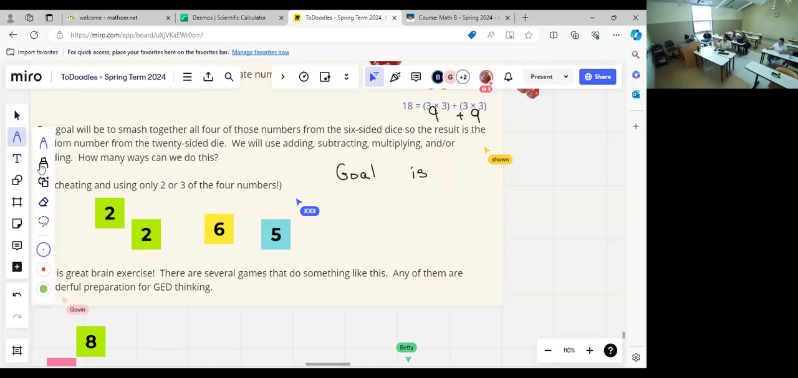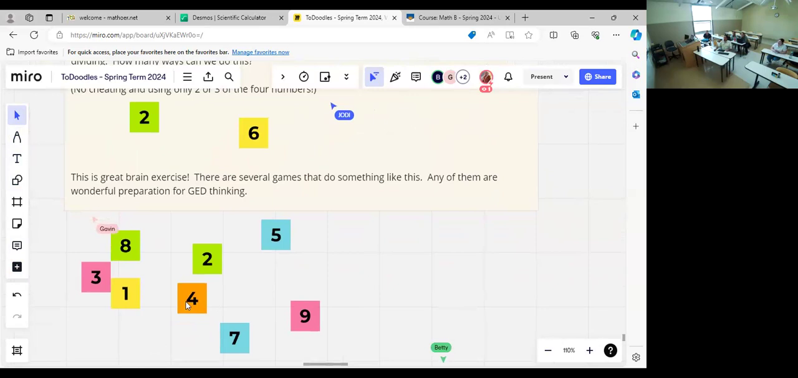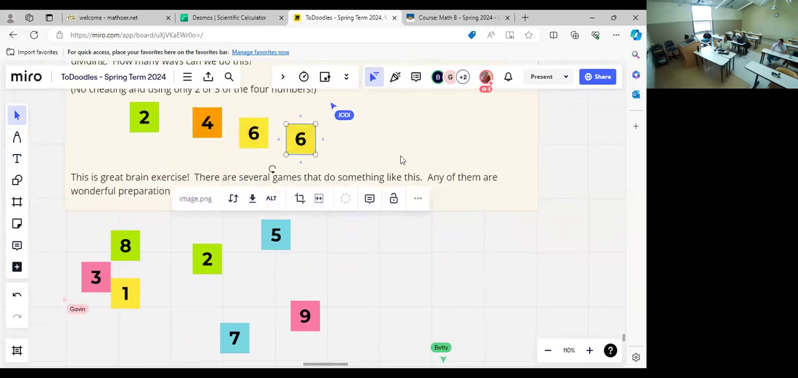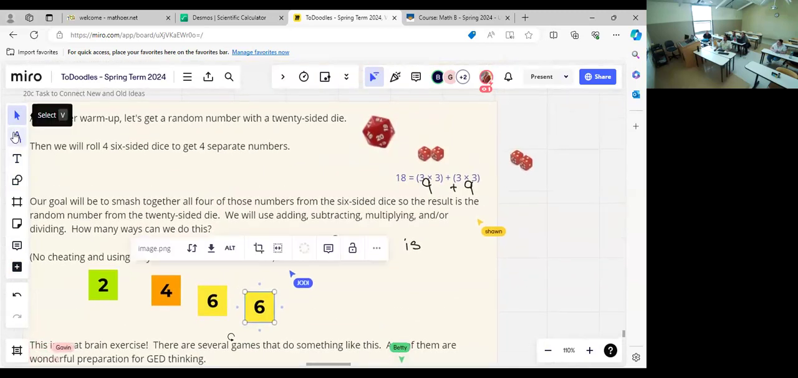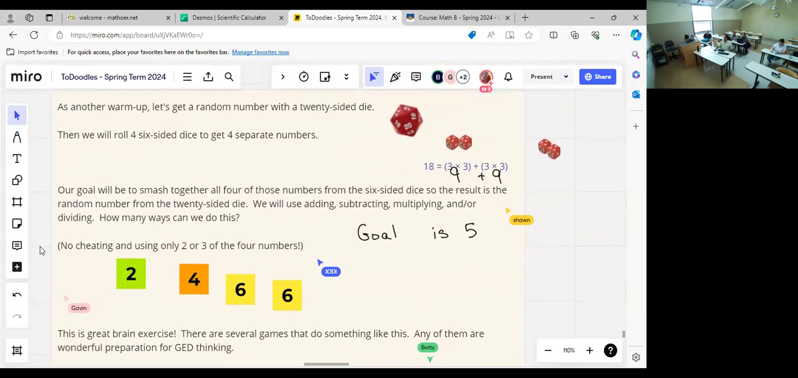6, 6, 4, and 2. And what's the target number? 4. Oh, sorry, 5. Okay, so the target number is 5. So we obviously can't just add them up. That's a lot more than 5. How can we use these numbers to get to 5?